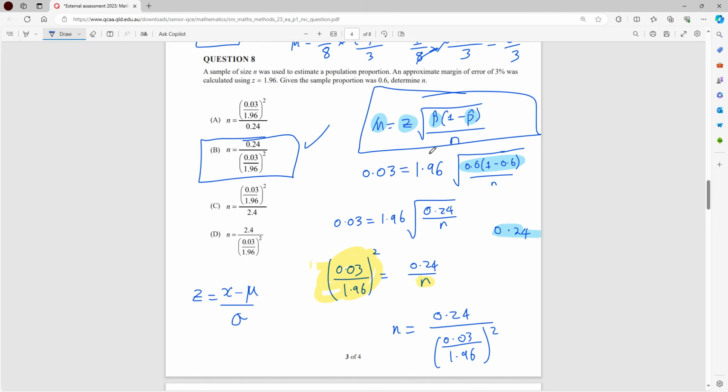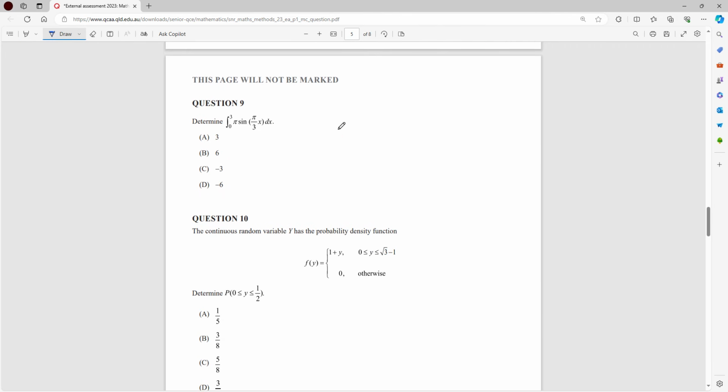Okay. Let's take a look at question 9 now. Determine the integral from 0 to 3 of pi sine of pi on 3 x dx. Okay, so this one, we pretty much want to do either a u substitution or something. So first of all, we just want to work out what this would be without any bounds. You can see straight away we have an inside function in this integral. We have this here.